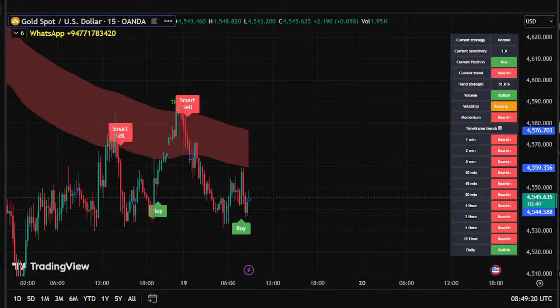Keep your emotions in control while trading. Fear and greed can lead to irrational decisions.